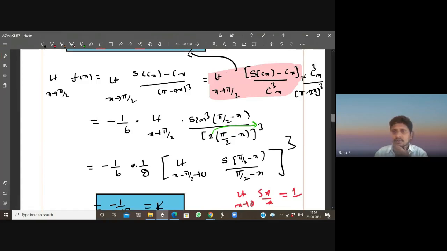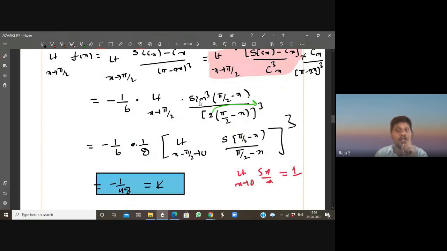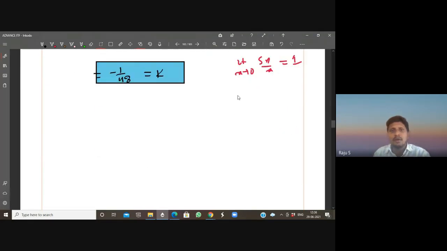Then after, I have taken 2 common. That idea you should get, because I want to change the sine also into standard form. Sin x by x is 1. Try to remember all standard forms. Then this continuity problem becomes very easy. If you have an idea about the limit concept, continuity becomes easy. If you have the continuity concept, derivative problems become somewhat easy.